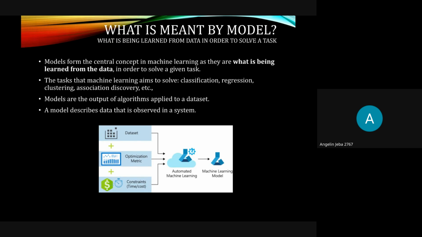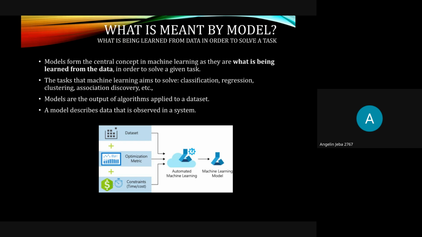So we have the data set, optimization metrics like outlier detection, and we also have some constraints. From this we develop what is called an automated machine learning program, and from that the model will be evolved.